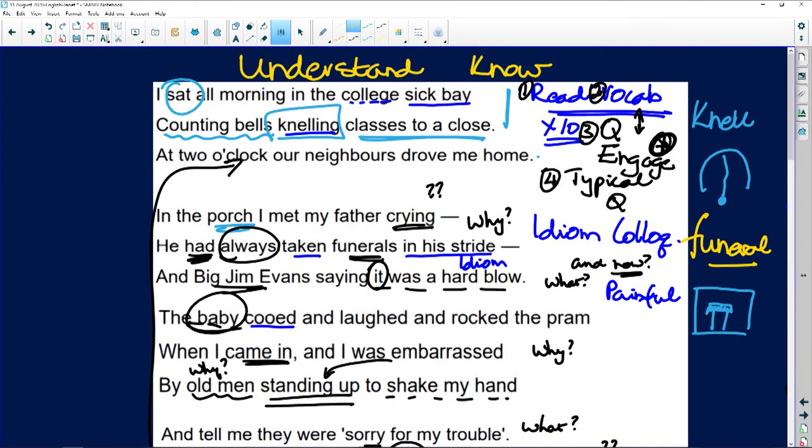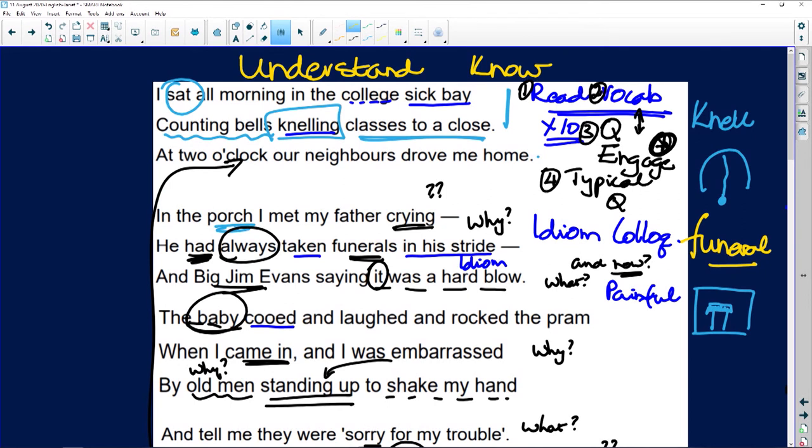I sat all morning in the college sick bay, counting bells, knelling classes to a close. At 2 o'clock, our neighbors drove me home. There isn't anything really significant in that rhythm. The pace is slow. But the rhythm, I sat all morning in the college sick bay, it's just giving us a sense of something very weighty. All right, let's go on.